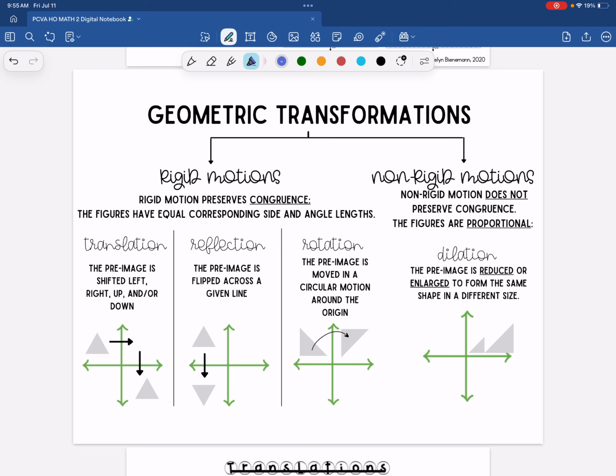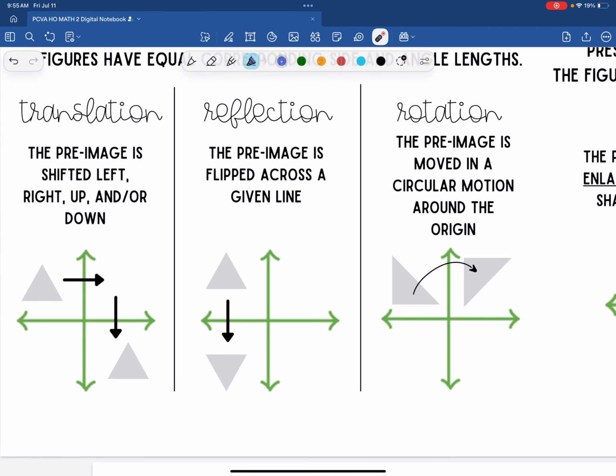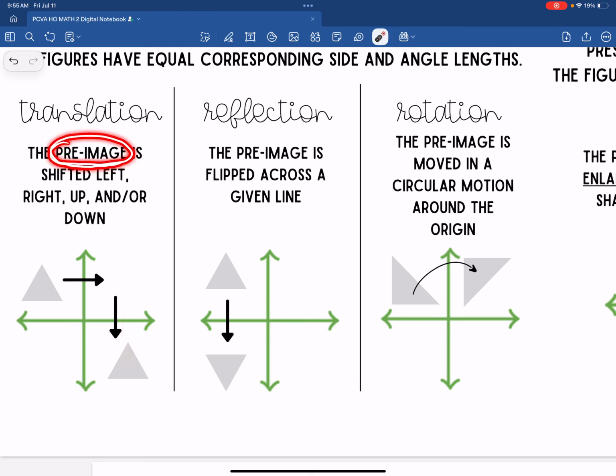Okay, so a translation simply means that we are going to take our shape and we can move it to the right, we can move it to the left, we can move it up, we can move it down. So we have what we call the pre-image. The pre-image is the original, and then when we translate it, where it goes is the new image. So just remember that when you hear pre-image, that's the original. So a translation just means that we're shifting it up, down, left, right.